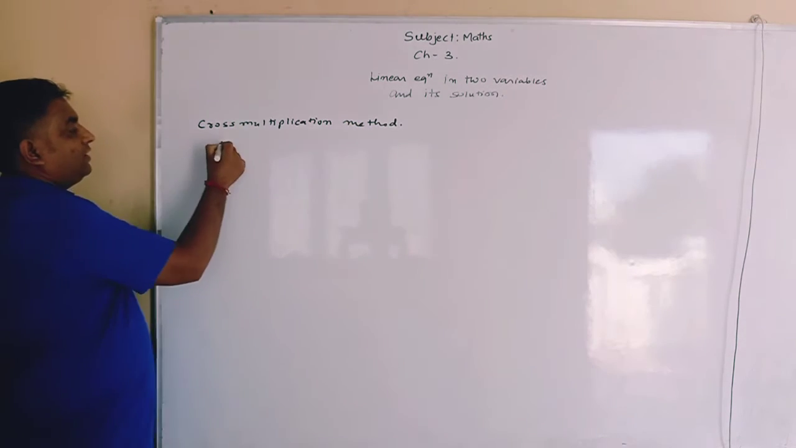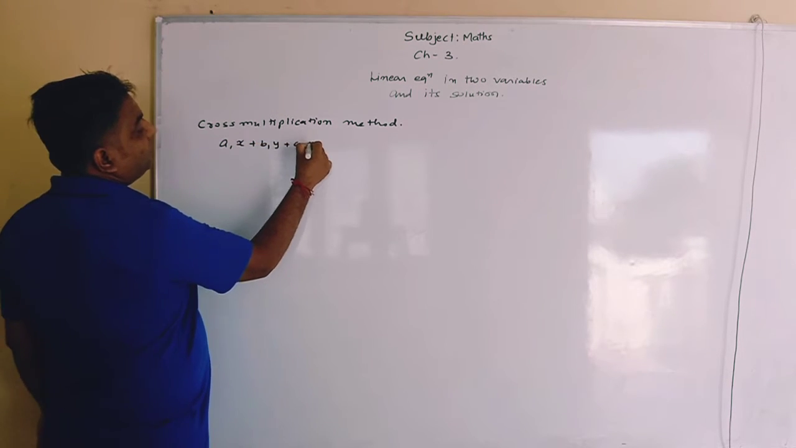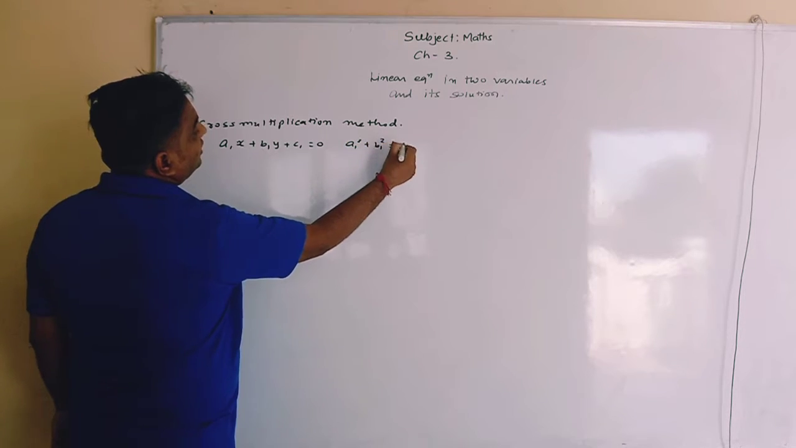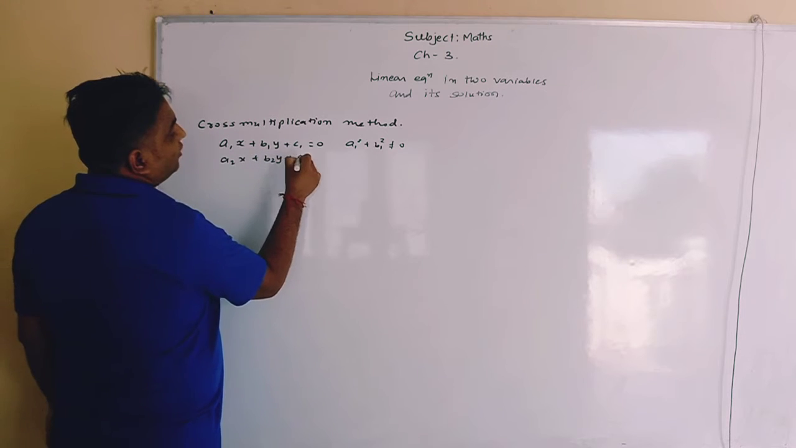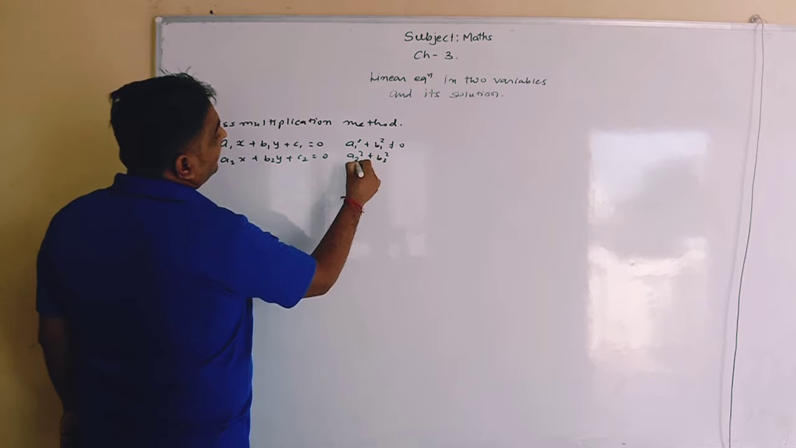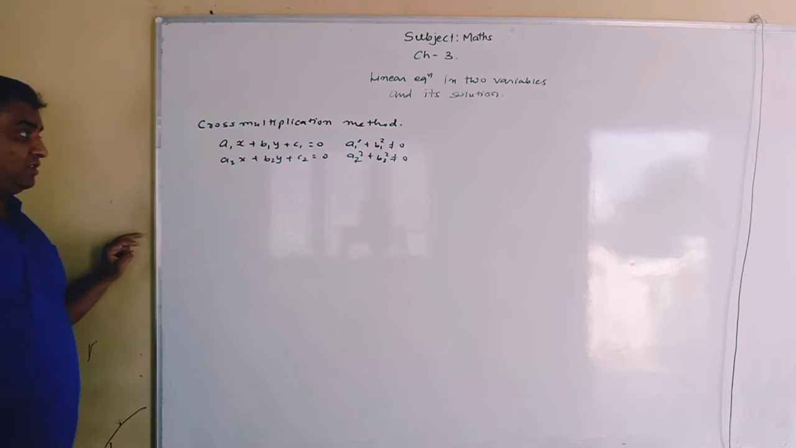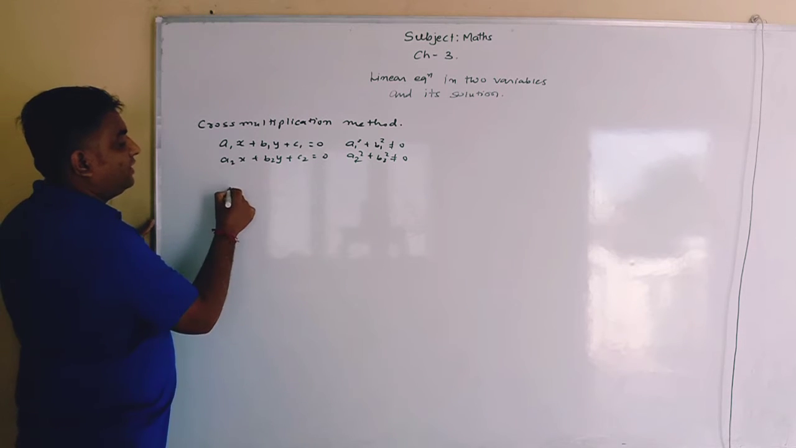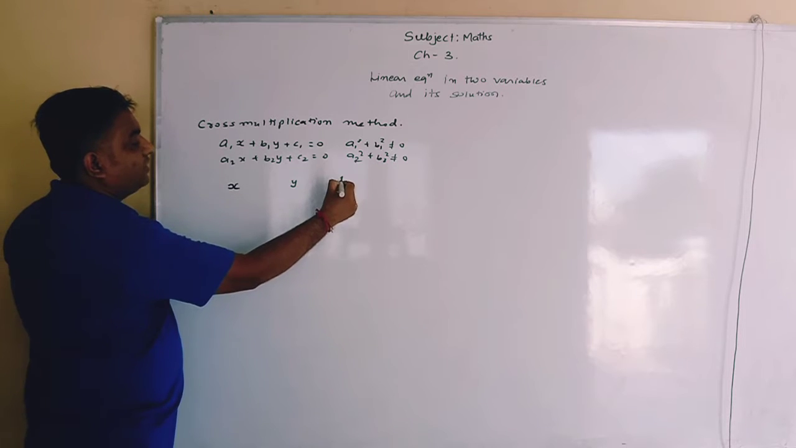So we know that the two equations a1x plus b1y plus c1 equals 0, where a1 square plus b1 square is not equal to 0, and a2x plus b2y plus c2 equals 0, where a2 square plus b2 square is not equal to 0, are two linear equations in two variables. Then to find the solution we will write x, y, 1.